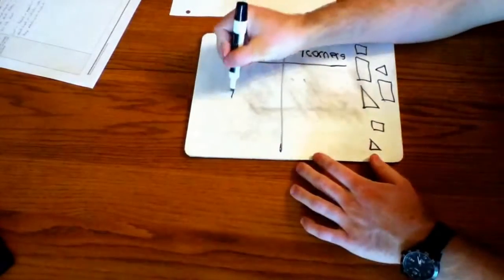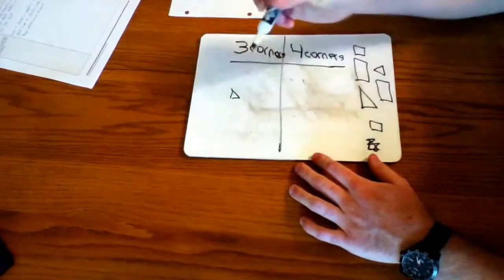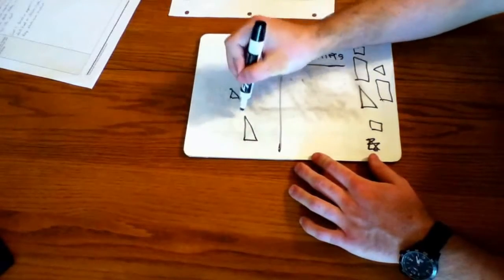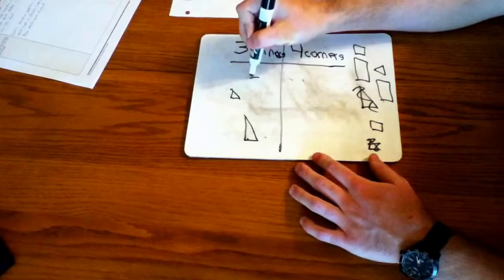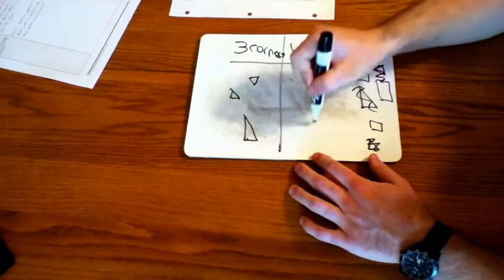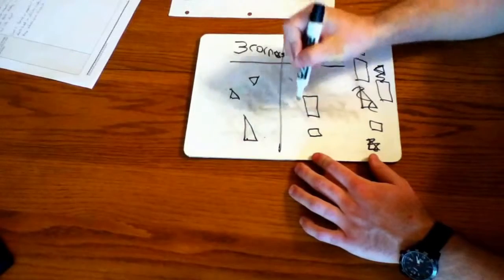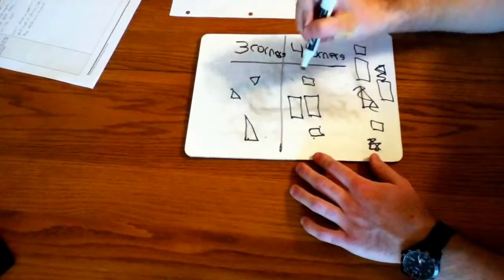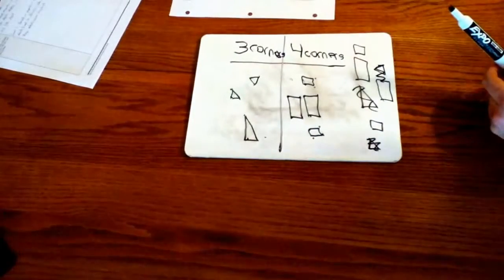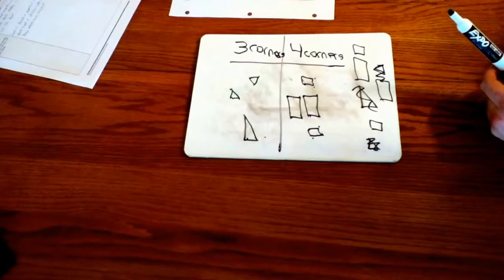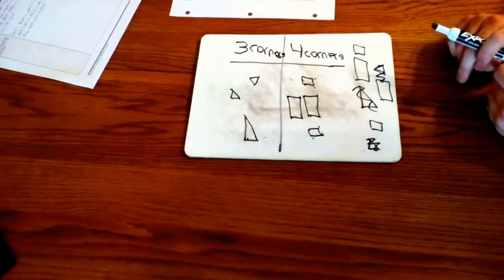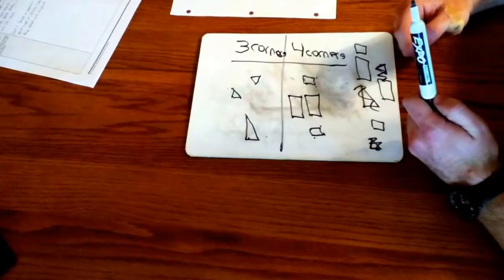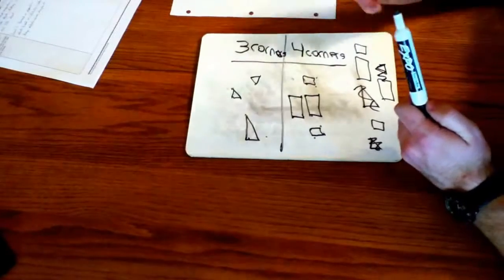So the 3 corners would obviously be the triangles, so they would be able to count 1, 2, 3, 1, 2, 3, and then 1, 2, 3. Then you'll have these, which will all have 1, 2, 3, 4 corners. All of those will have 4 corners, and so that is a brief lesson on geometry in a kinder or first grade classroom using the Van Hiele model.